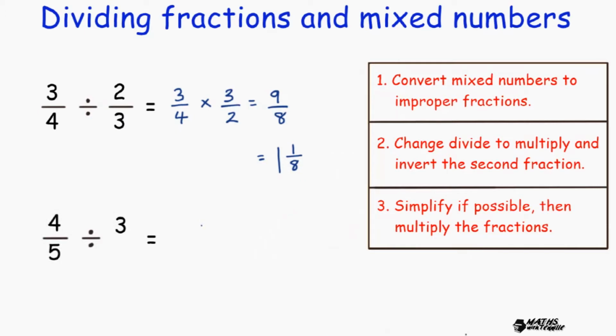Let's have a look at the second question. It says 4/5 divided by 3. We've previously learned that if we have a whole number, 3, we can easily make it a fraction by putting it over 1. And the reason is this line means divide, and 3 divided by 1 is still equal to 3, so we have not changed the value of our number.